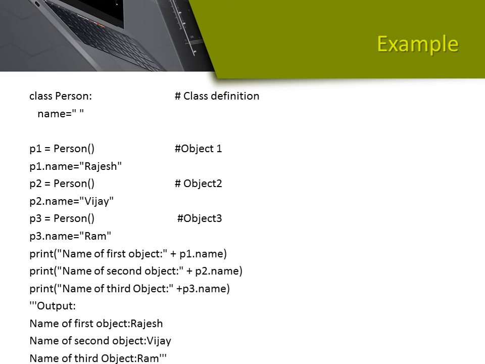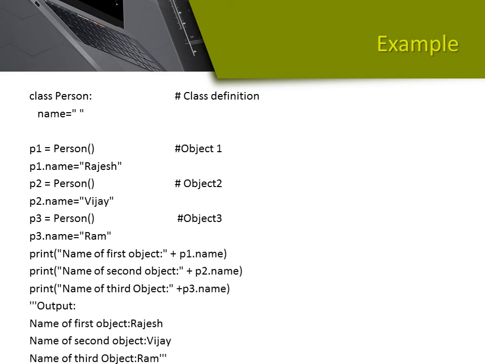So here is our first program using object oriented programming in Python. Here we have defined a class person. For simplicity, here only one attribute or variable is defined, that is name. Then here the class ends.